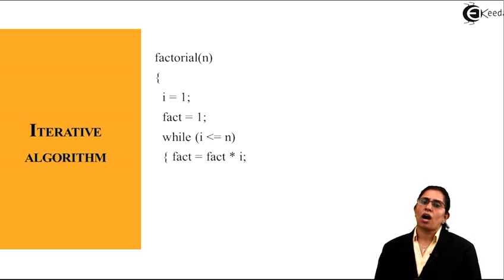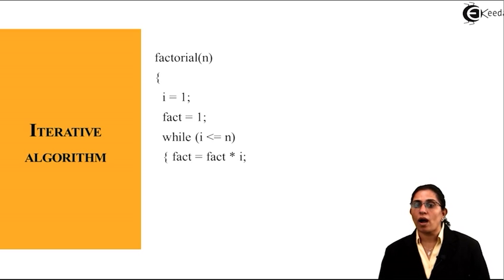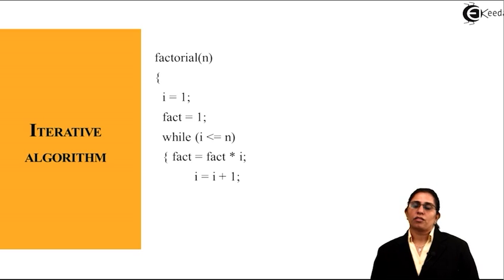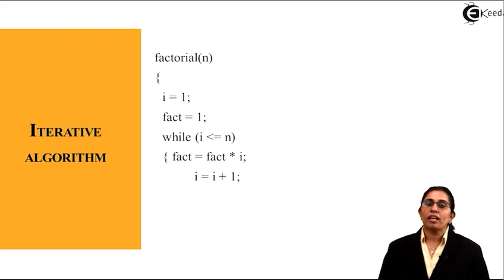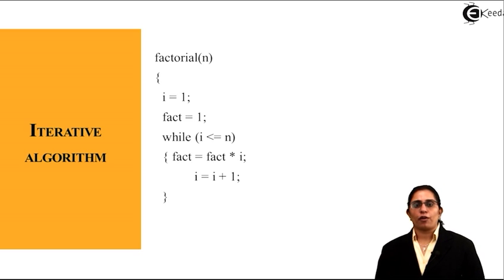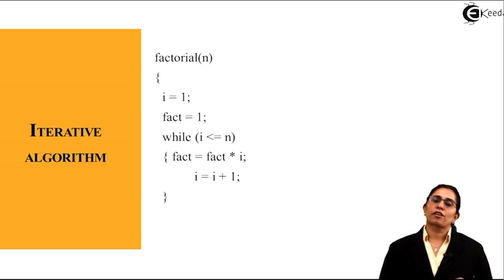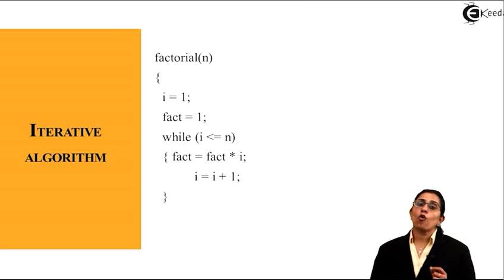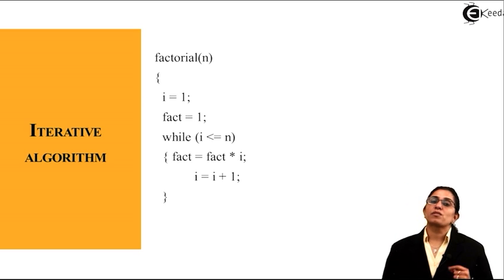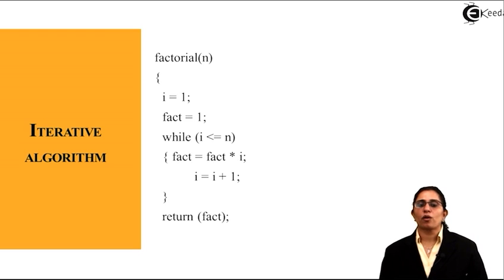I say fact is equal to fact into i. The value of fact is 1, the value of i is also 1. So 1 into 1, the result is again 1, which is stored back in the variable fact. The next statement is i is equal to i plus 1. The value of i is now incremented to 2. The while loop gets closed, it goes back again and checks. The value of i is now 2, but 2 is still less than or equal to 5. So it goes back into the loop, the value of fact is 1, the value of i is 2, so 1 into 2 gives me 2. It is stored back into fact. This loop executes till i becomes equal to 5. In the next step, when i becomes greater than 5, it terminates the loop and returns the value of fact to the place where the function factorial was called.